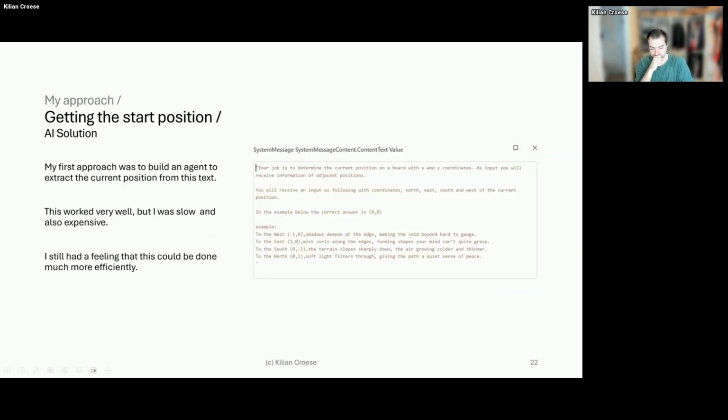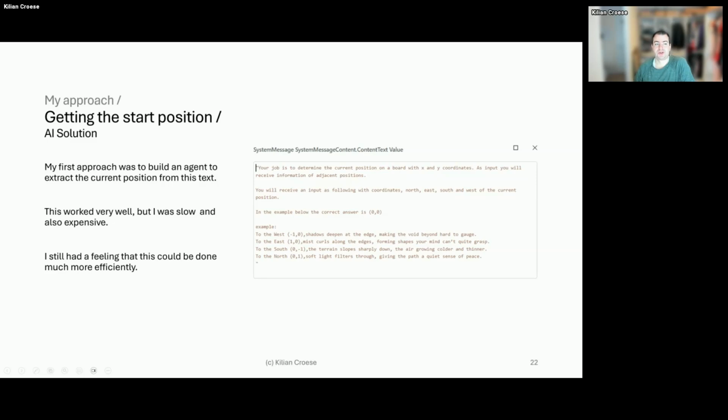So my first attempt, which I have to admit worked pretty well, was to just build an agent for it. I've shown you my prompt again, not the AI expert here, but this worked. So basically, I told my agent that its job is to determine the current position on a board with X and Y coordinates, and that it would receive information about the adjacent positions. And I've provided an example because all of these answers basically took the same structure. And as I mentioned, this works very well. It was very fast to develop as well, so that was all great.